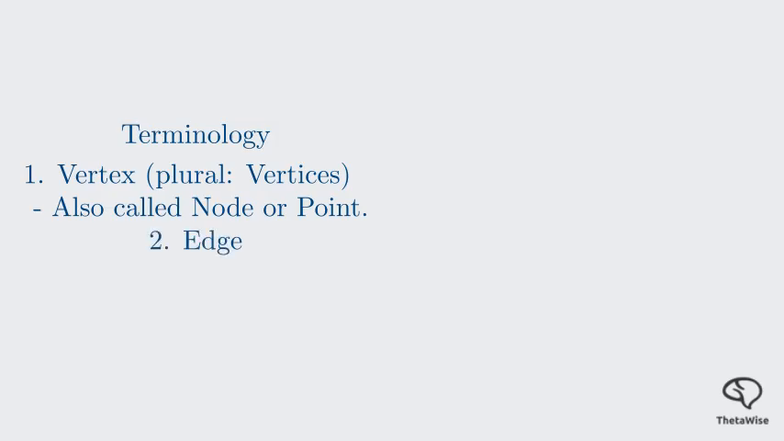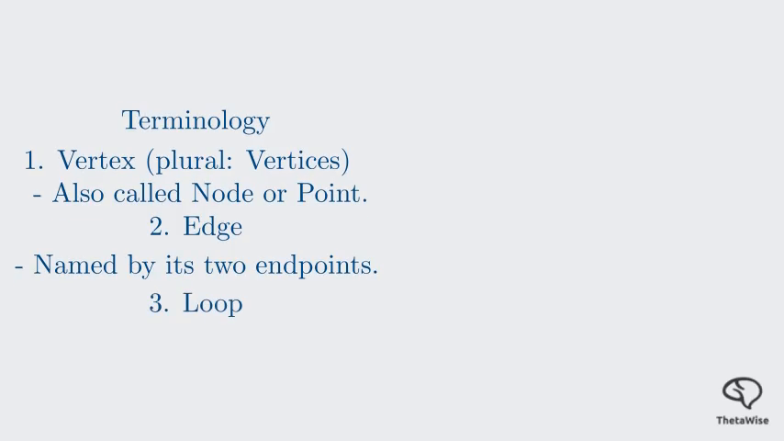Next, we have edges. Edges are the connections or relationships between these vertices. They are represented by lines and show that two vertices are related in some way. In our map, edges represent roads. In a social network, an edge might represent a friendship. Edges are named by the vertices they connect. For example, the edge connecting vertex A and vertex B is simply called edge AB or BA. Sometimes, an edge might connect a vertex back to itself. This special type of edge is called a loop.